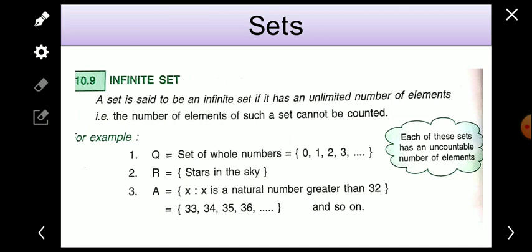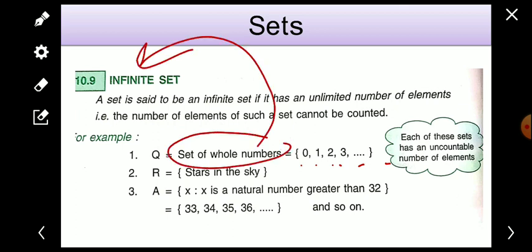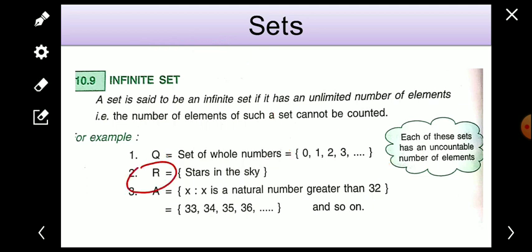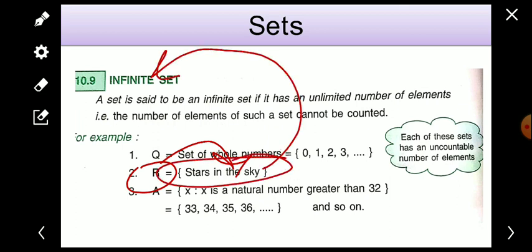Suppose that Q is the set of the whole numbers. So Q is equal to what? 1, 2, 3, 4, 5, 6. If you keep on writing all the whole numbers, it will go to infinity, because we know that there are infinite, countless whole numbers. So the set of whole numbers is an infinite set, because this set has countless or uncountable members. Now R is the set of stars in the sky. Stars also cannot be counted. It means this set is an infinite set.